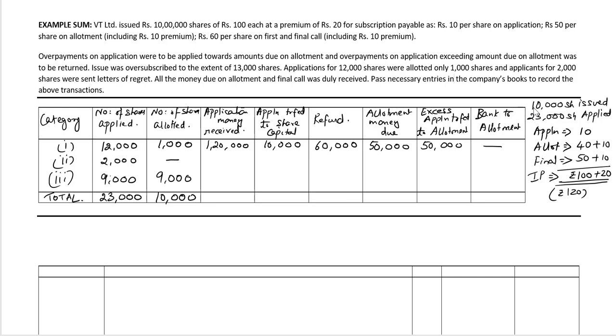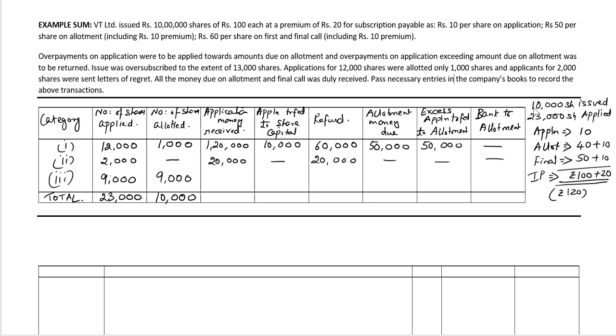Let's go on to the second category. Application money received, 2,000 shares applied multiplied by 10 rupees per share, 20,000 rupees. There will be no application money transferred to share capital because it's rejection of shares, and the amount which will be refunded is 20,000 rupees. All the other columns will be nil.